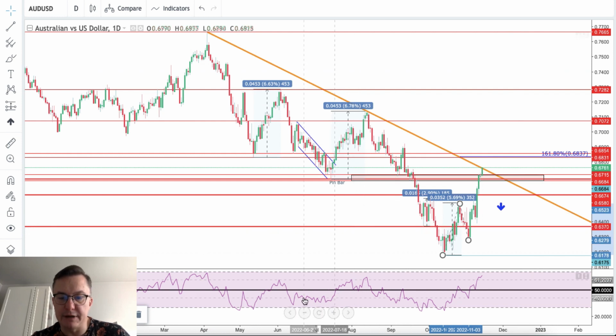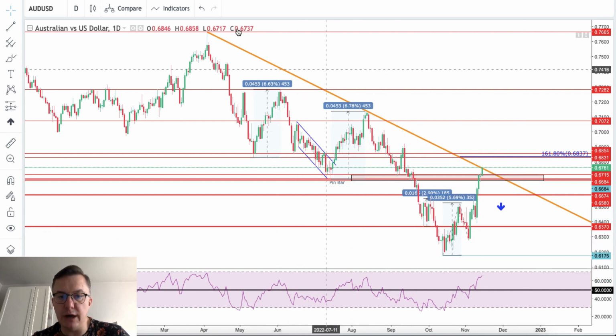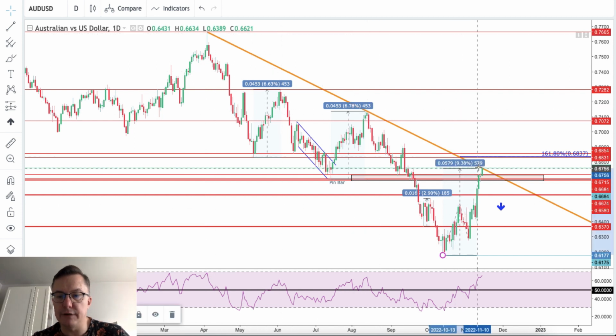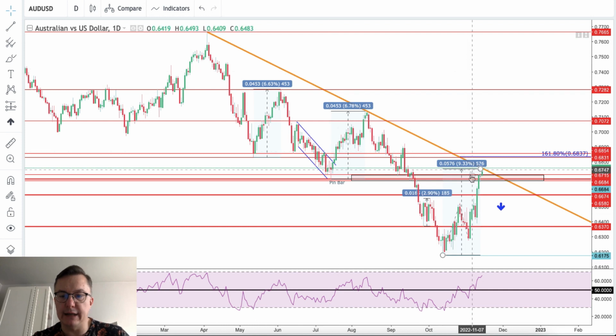And yes, indeed, we are now testing the very important trend line. 9.33% of the rally is completely different than 678 last time and the 663 in May. So that might be a completely different situation here. As we can see, the US dollar is deteriorating across the board. So now the other currencies might start to rally higher.